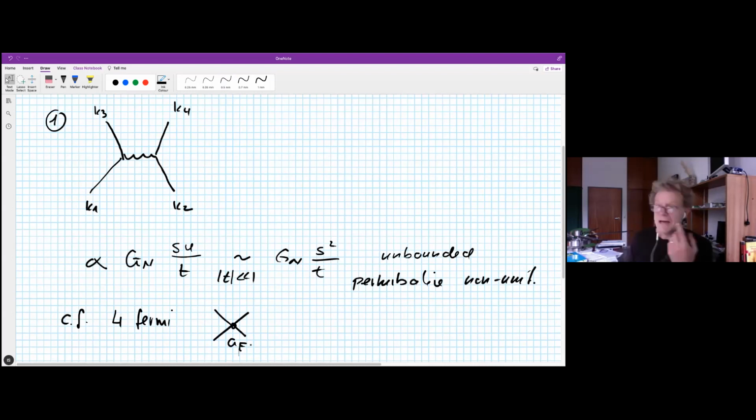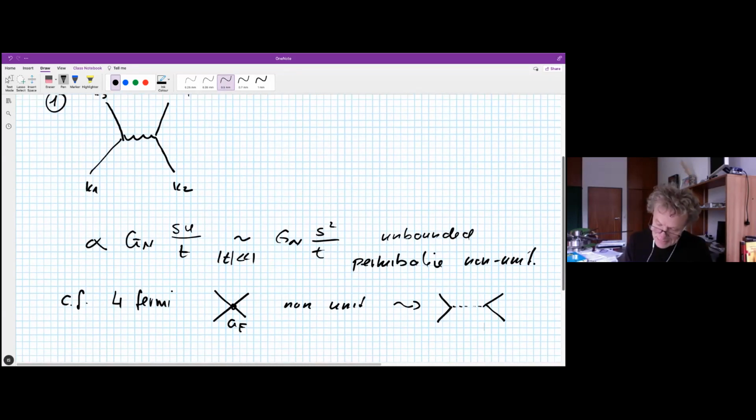And that problem can be solved. One way of solving this problem is by introducing the Higgs particle. If you introduce the Higgs as an intermediate internal particle, since the Higgs propagator goes like 1 over p squared, that gives an extra suppression at large energies. So that's one way of resolving it.